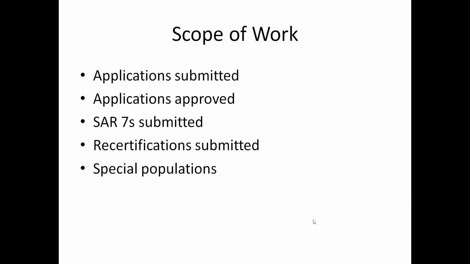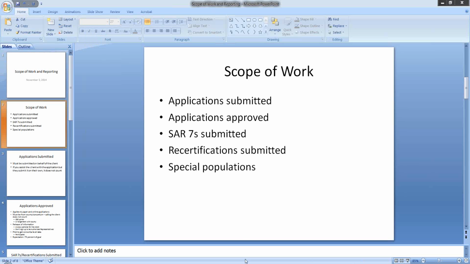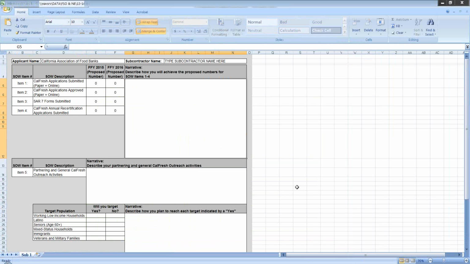Sorry. Hang on one sec, let's take a look at the scope of work real quick. This is the scope of work template that you all filled out when you were doing your scopes of work. As you'll notice, it's apps submitted, apps approved, forms or SAR-7 submitted, and research submitted. And then there's a little description area for what you do on your outreach, and also the target populations. If this does not look familiar to you, send me an email and I will send you your scope of work so you have it, because this is really what we're going off of this year.